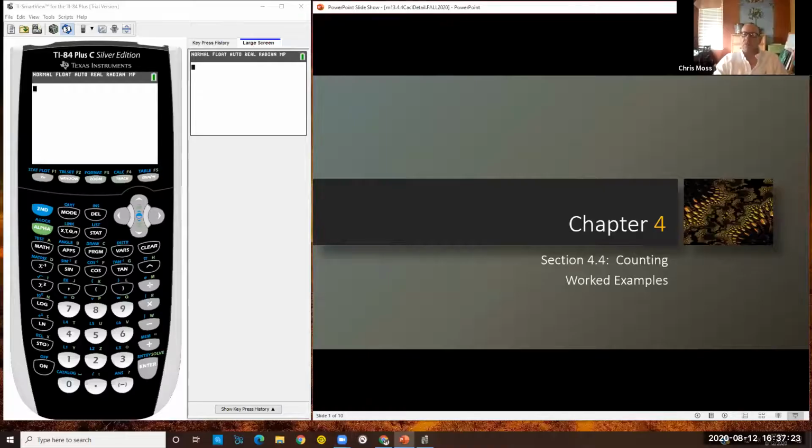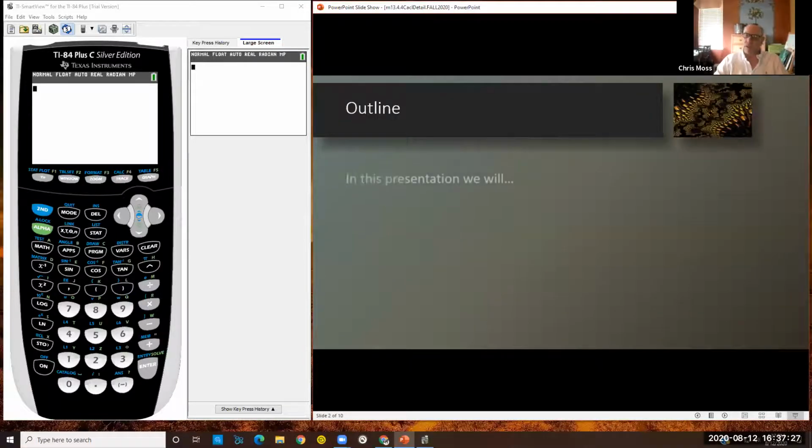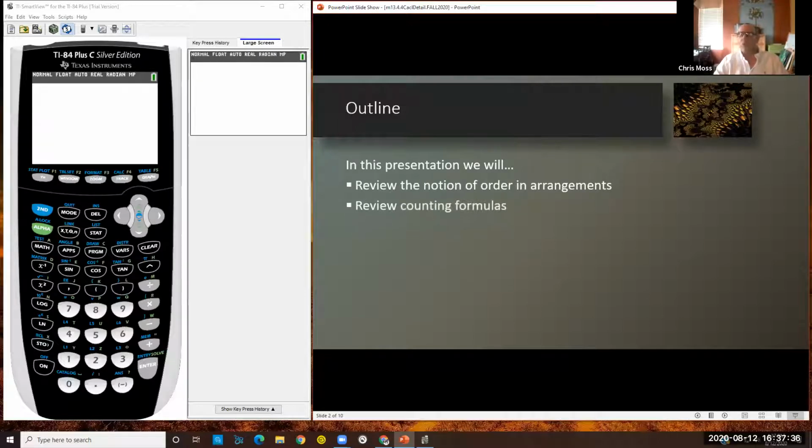All right, section 4.4, counting. Here are some worked examples. A little bit of an outline first. We're going to go ahead and review some notions regarding order and arrangements. We're going to review the counting formulas involved. And as we make this little journey, we'll take a look at some appropriate examples.